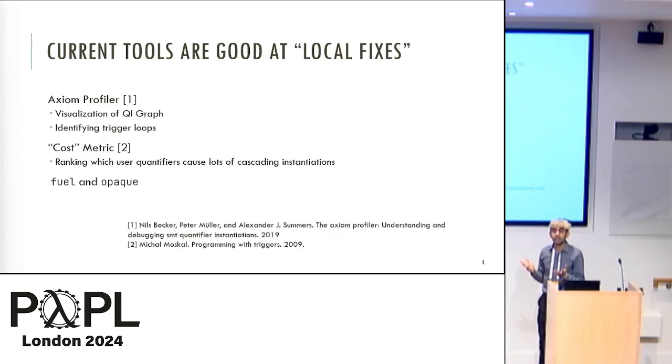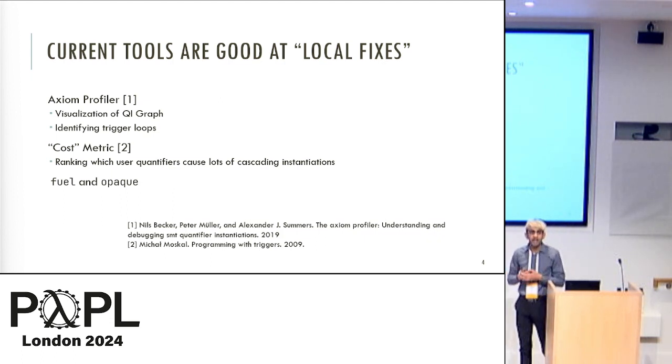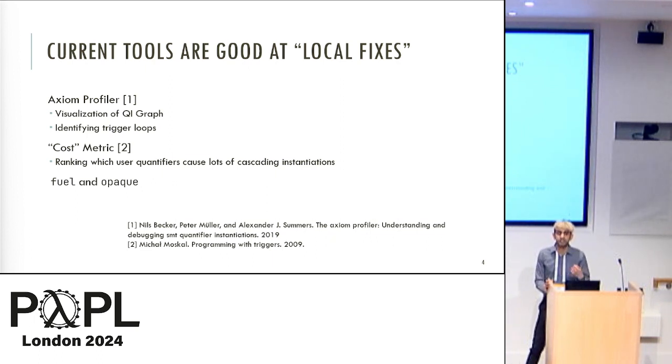And so the current tools that work with quantifier instantiation are pretty good at what we call local fixes, right? The Axiom Profiler has a way to visualize the full quantifier instantiation graph. And it's even pretty good at identifying what we call trigger loops, like the one I showed on the last slide, where ping and pong can potentially go on forever and fall into some rabbit hole of search. Another example is this cost metric, which is a way for you to aggregate across the quantifier instantiation graph and get a ranking of which instantiations are particularly nasty or causing a lot of cascading instantiations. And then we use our usual techniques of fuel and opaque to try and patch these points up.